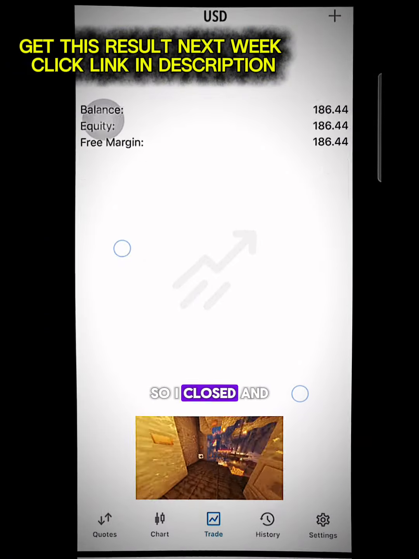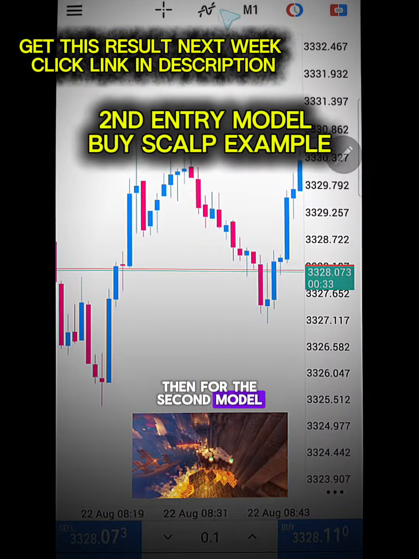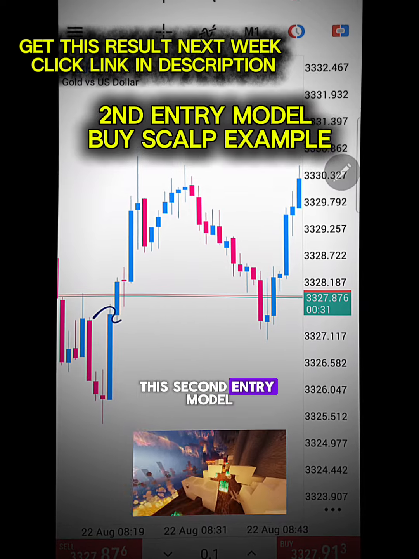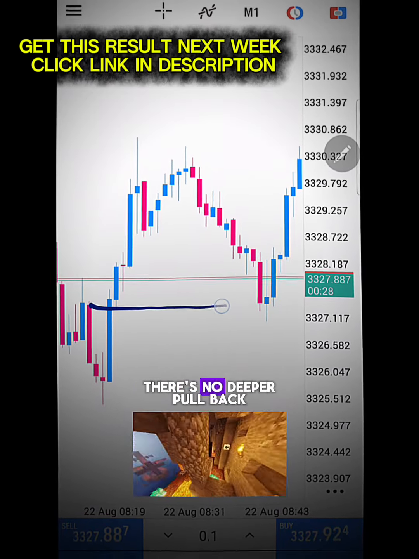So I closed, and then for the second model, for this kind of entry model, this second entry model, there's no displacement and there's no deeper pullback.